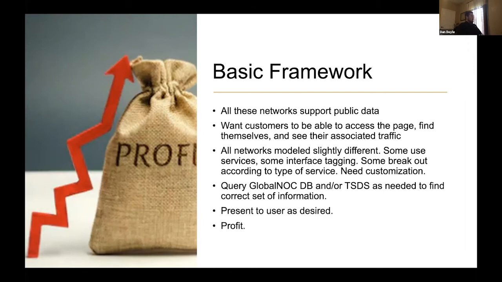And as a reminder, all of these networks are modeled a little bit differently. So we're going to have some level of customization, right? Some networks use services, some use interface tagging. Some want to model different types of services in separate categories. So we need the ability to tune all of these visualizations accordingly without a backbreaking amount of work. And so what we're going to do is we'll query GlobalNOC DB, we'll query TSDS, we'll find the correct set of information that we need, we'll present it to the user in whatever way that we've agreed to present it, and profit. It's that easy, right?